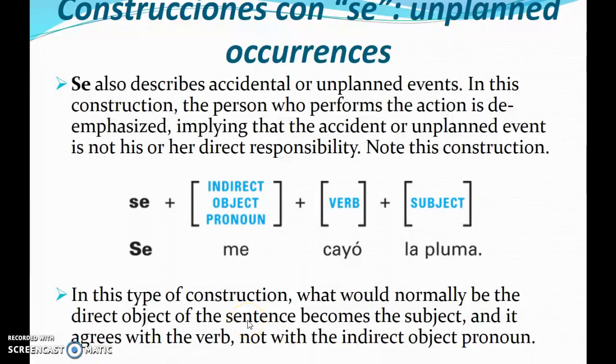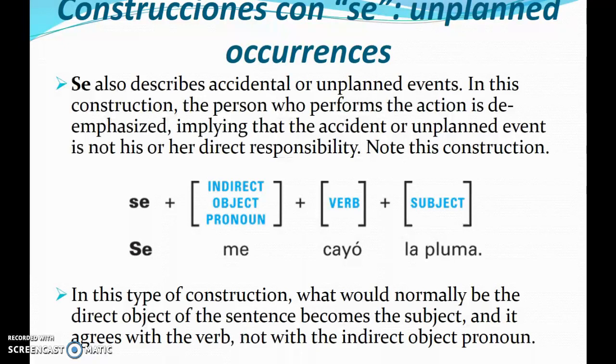But there's also another use that we can use with se, and these are unplanned occurrences. Okay? Se is also used to describe an accidental or unplanned event. In this construction, the person who performs the action is de-emphasized, implying that the accident or unplanned event is not his or her direct responsibility. So if I say something like, se me cayó la pluma, basically it's saying that, well, the pen itself dropped itself, and it happened to affect me.